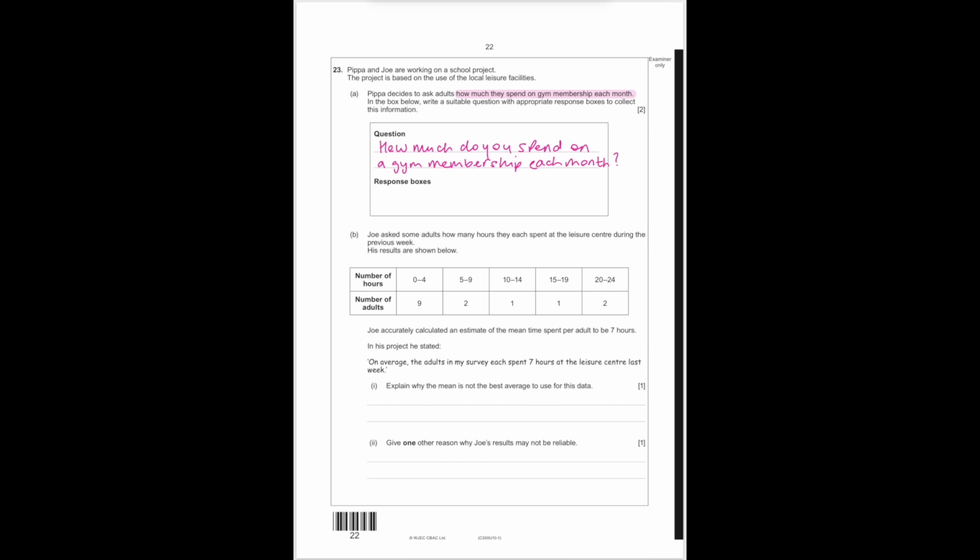Okay, so we need to write our response boxes. The important thing about the response boxes is you've got to include all possible amounts, including 0, that they could pay for their gym membership, but you don't want any overlaps. You don't want it to be confusing for people to potentially be able to tick more than one box. So we're going to work with inequality. So let's go 0 to £10.